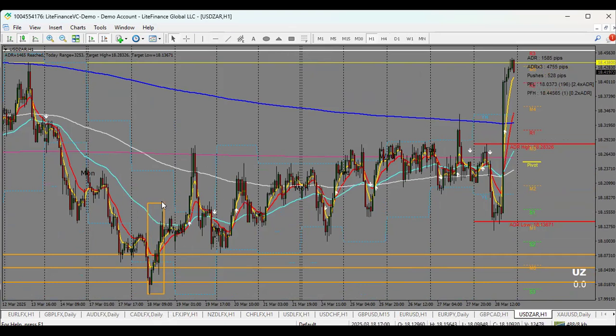So let's see the ADR boxes. So around 15, 85. So that's ADR times 1, ADR times 2, ADR times 3. So look at how price has been moving for the last 2 weeks, I think. So we have Monday. So it's 2 weeks here.